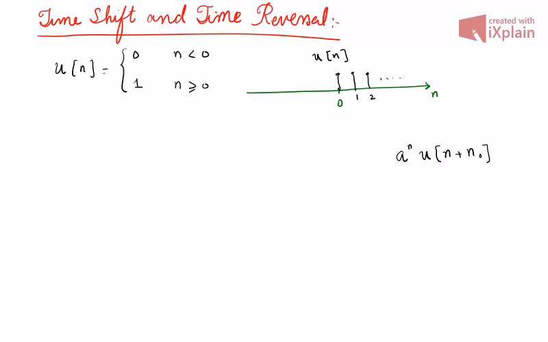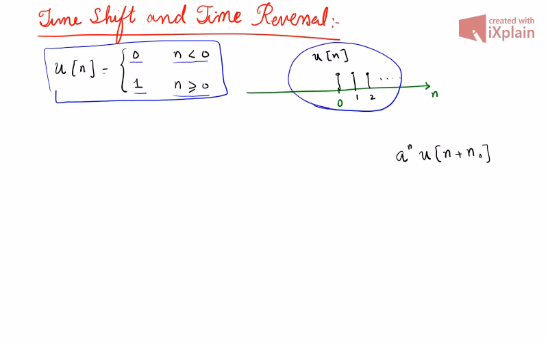In this video, we will see the time shift and the time reversal operation performed on a discrete time unit step sequence. The discrete time unit step sequence is defined mathematically here. We have u of n equals 0 when n is less than 0, and it is equal to 1 when n is greater than 0. We can see the unit step sequence in this diagram, which is non-zero only for n from 0 to infinity.